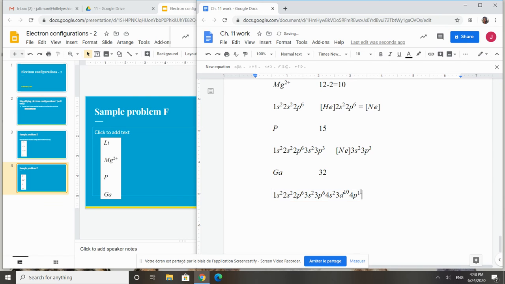So then when I rewrite it, I find again the p6 in here, which is 3p6. So that means that I'm going to replace that with argon. And then just by looking, I can tell that this has 13 valence electrons.